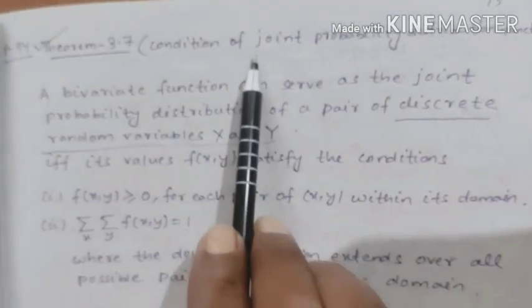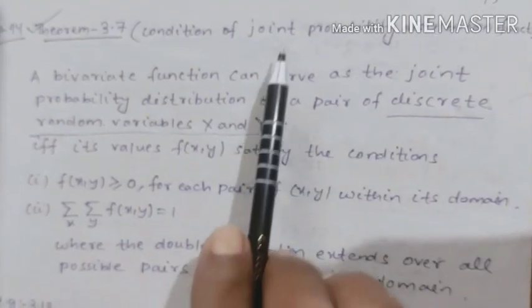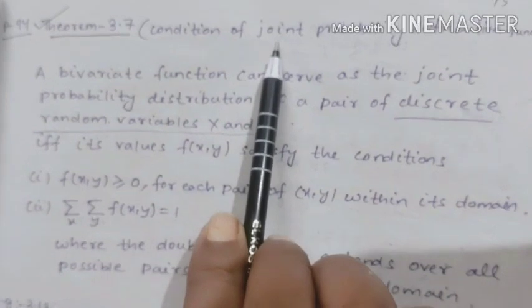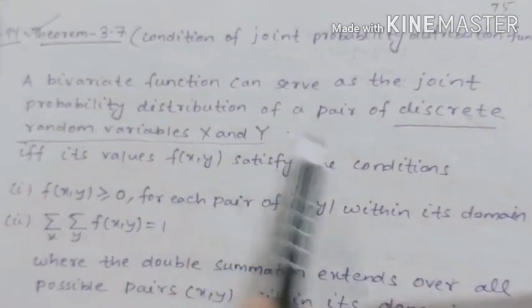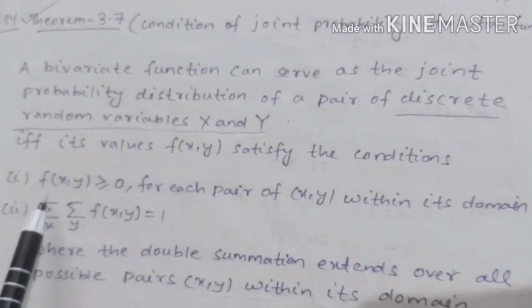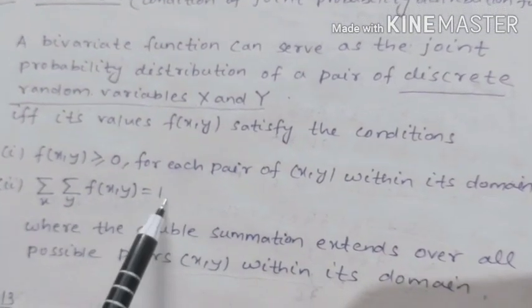The condition of a joint probability distribution function: whenever x and y are two random variables, you have to find the joint probability distribution function. In a similar way, the condition is f of x, y greater than or equal to 0, and the summation must be 1.